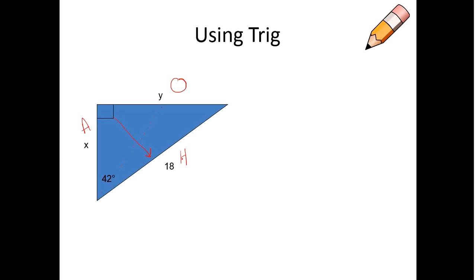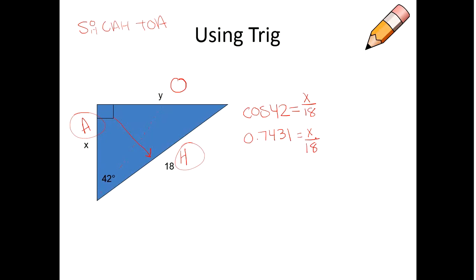So, let's solve for x first. So, it looks like I got an A and an H, right? So, A and H, if I think here, SOHCAHTOA, looks like A and H with cosine. So, I'm going to do the cosine of 42 degrees equals x over 18. Well, cosine of 42 degrees is, rounded to 4 decimal places, 0.7431. Now, guys, you are going to want to round all cosine, sine, and tangents, or any trig, to 4 decimal places. That keeps you the most accurate you can be when you're writing down and rounding, okay?